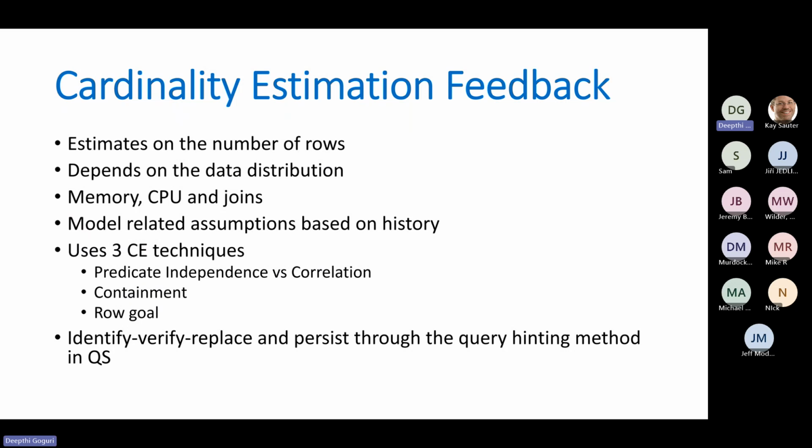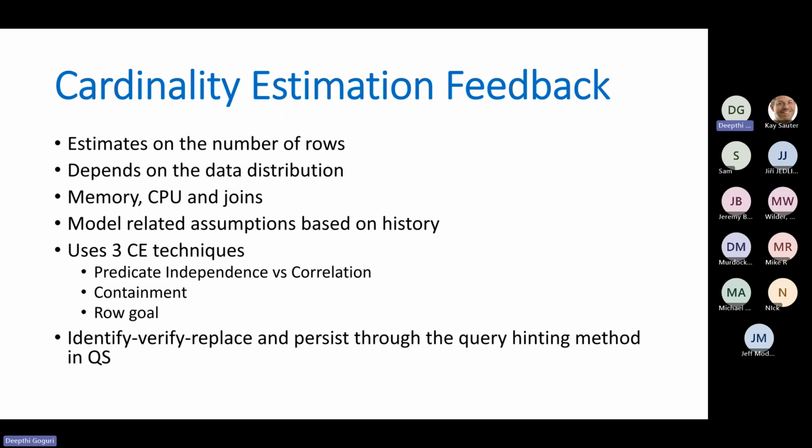So it will always force the cardinality estimate to go back to the default value. If that is the case, it will always use the predicate independence, meaning if the predicates you are searching are related, it will treat them as not related, predicate independence, and then do the estimates on top of it. That's the predicate independence versus correlation. It will always use the predicate independence if there is a correlation.